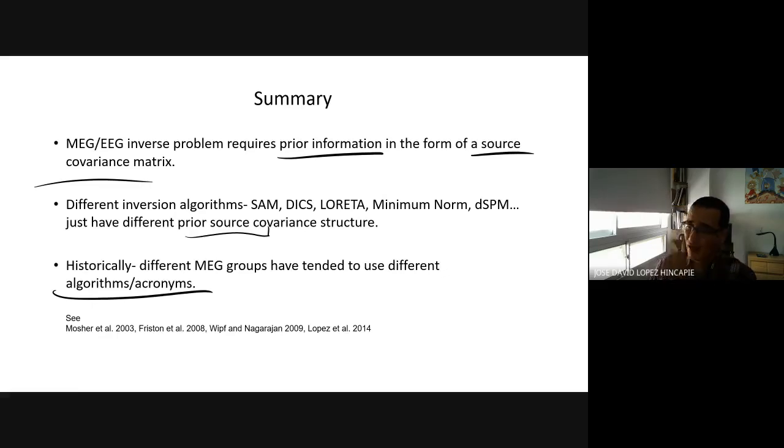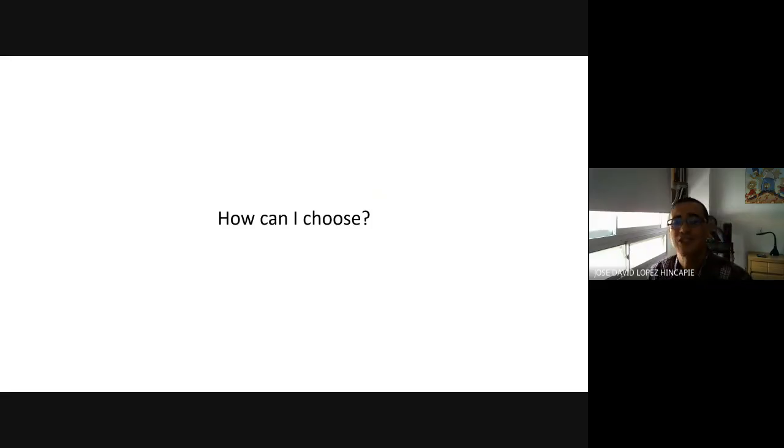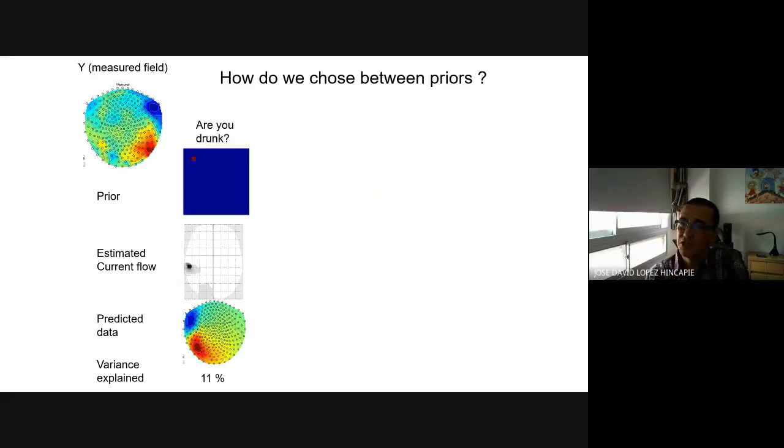Okay, so now the question is, if I have all these possible solutions, how can I choose the correct one? So let me show you this example. In here, I will choose again this incorrect prior, and that incorrect prior gave me this predicted data. This prior is the Q matrix, right? What I'm going to do is to see the variance explained by this predicted data with respect to the measured one. And you see that variance explained was awful.